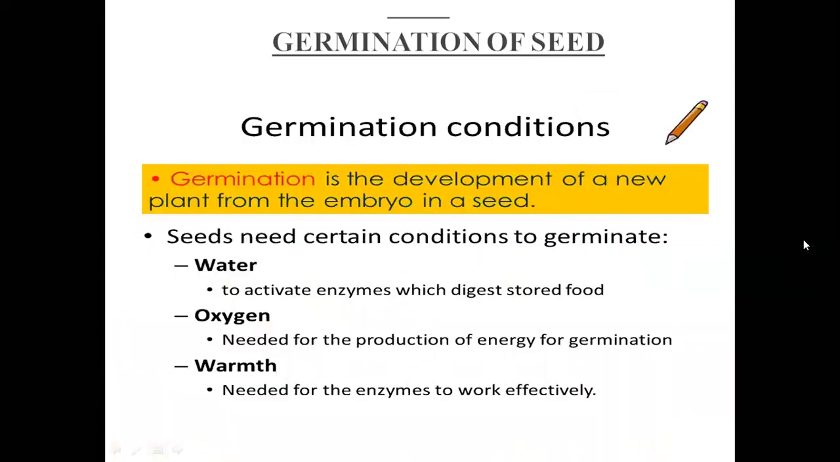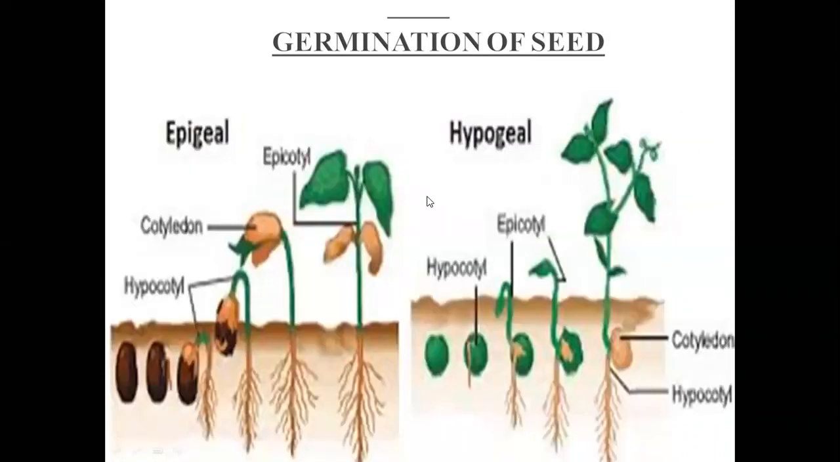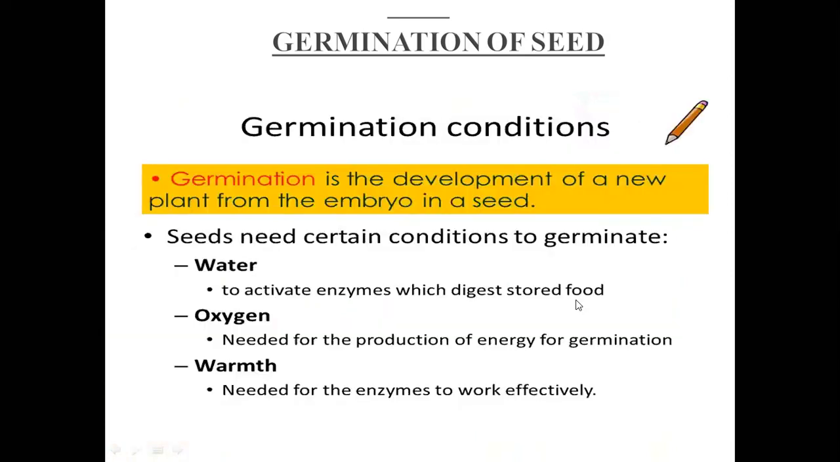This is germination of a seed. Yes, the seed is germinating. Obviously, such processes are taking place in it. But besides this, what other conditions are necessary for germination of a seed? Germination is the development of a new plant from the embryo in a seed. What are the other requirements for seed germination?